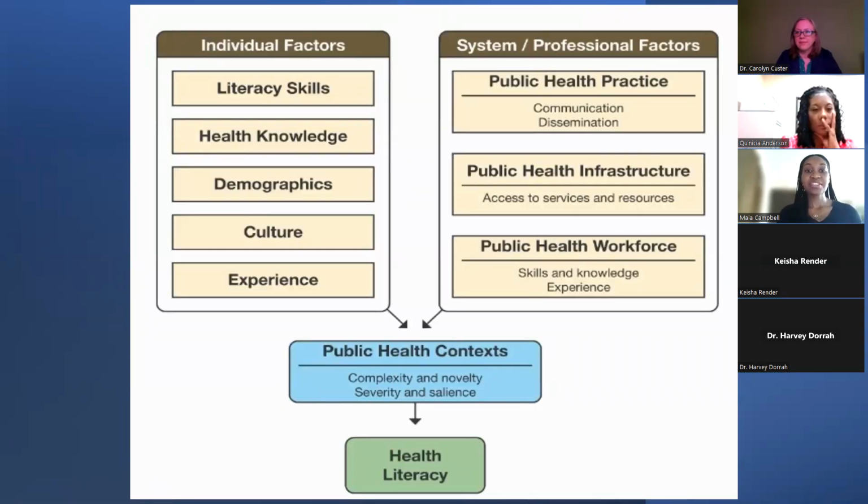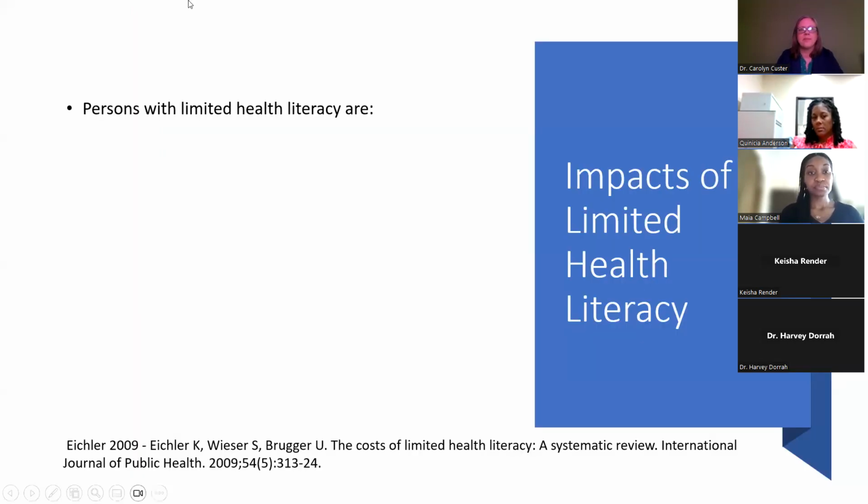All right, so as we discussed, there are individual factors like literacy skills, health knowledge, demographics, culture, experience. And then there are system or professional factors like the public health practice, public health infrastructure, public health workforce, and all of these factors put together make up health literacy.